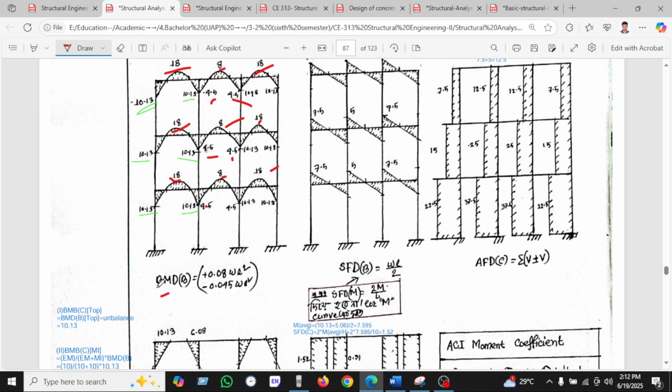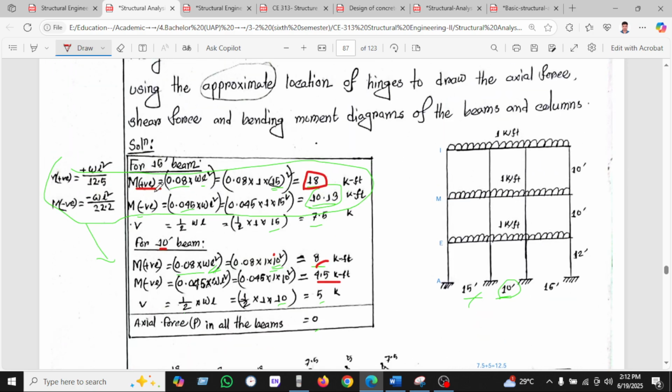So the bending moment diagram will be 0.08 WL squared and minus 0.04. If you want to rewrite 0.08, you can write 0.1 WL squared by 12.5 instead of 0.08. So if you write 1 divided by 12.5, then it will be 0.08. In the same way, if you write 1 by 22.2, then it will be 4.55.